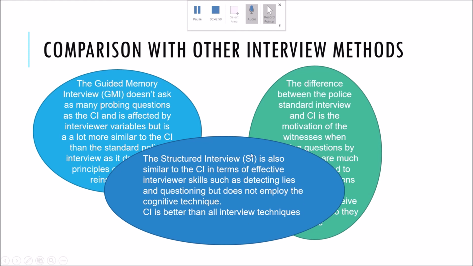And the structured interview and cognitive interview both share good interviewing skills and rapport building and things like that, but in the structured interview there are no cognitive techniques, and in the cognitive obviously there are, so it enables you to compare those two things against one another.